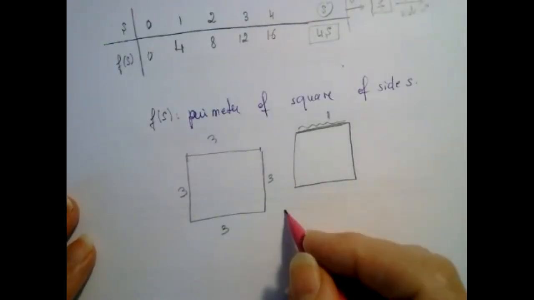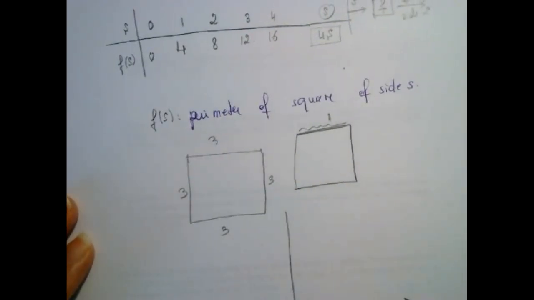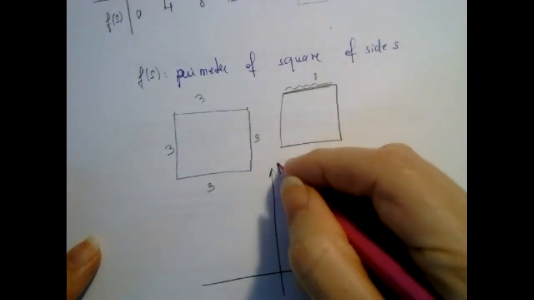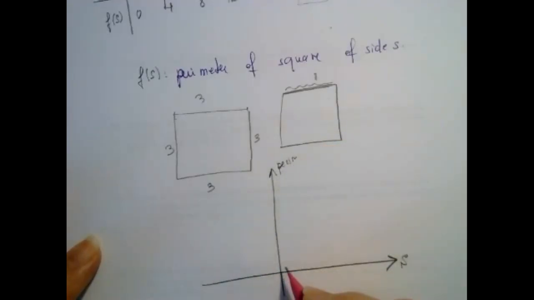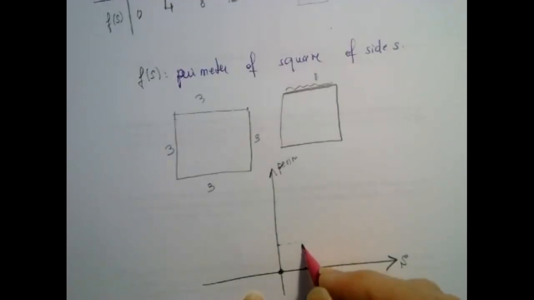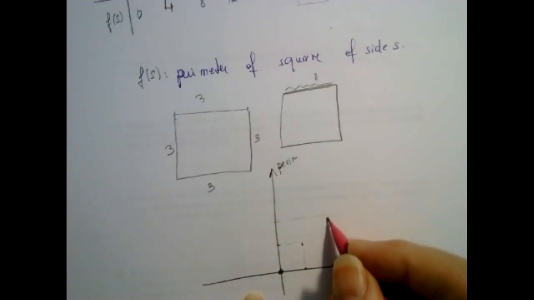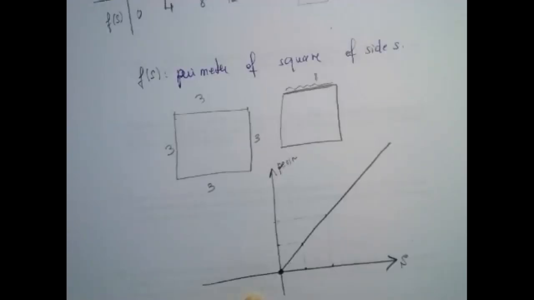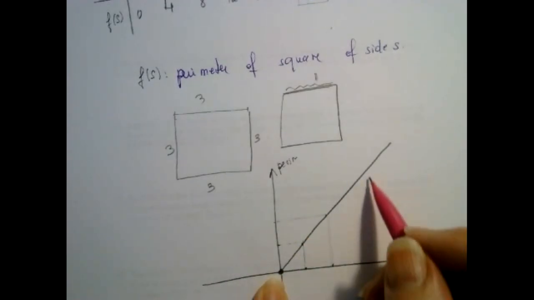So if I sit down and graph the function, s is the side, and on the vertical axis I'm going to put the perimeter. Then I draw a point. s is 0, 0. s is 1, it's 4. s is 2, 8. And I start connecting. This is the graph of my function. So the function is increasing because as the side, which is the input, increases, the perimeter of the square will increase as well.